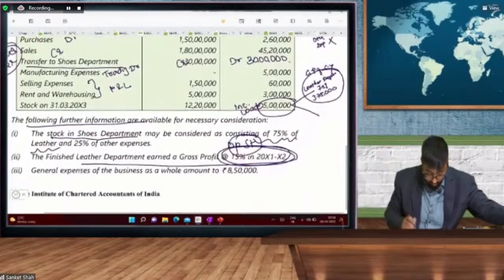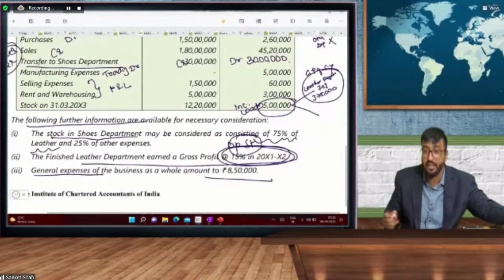Okay, general expenses 8,50,000. Other students, are you getting this concept of dad and son? Please ask questions, not an issue. But if you ask me after watching Mahabharata who is Arjun and who is Krishna, beta, what is the use? No problem.